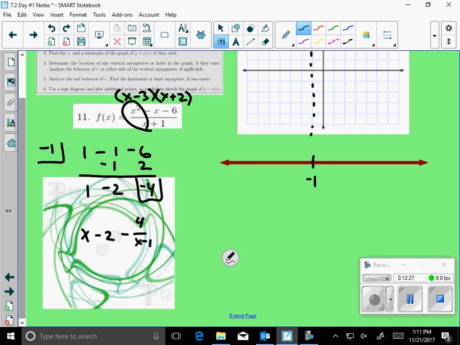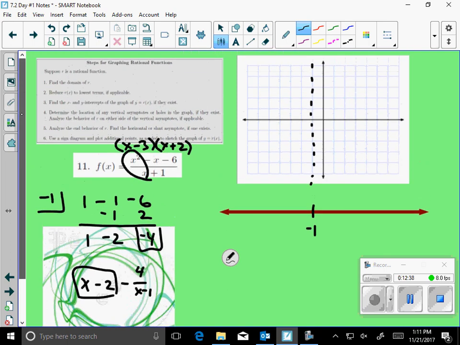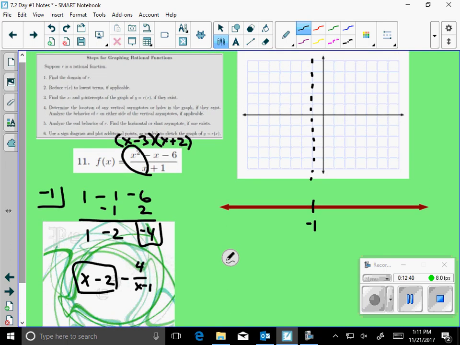I thought this was going to be cool. Wouldn't it be nice if that just came out to be a nice number? Yeah, that would have been nice. What a terrible example to use. But it's what it is.